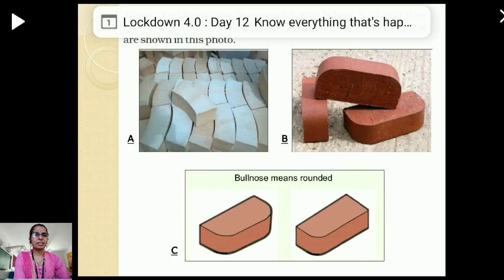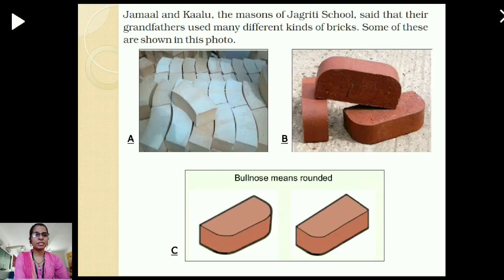The C image also shows that the curve is at one side and at the other side also. When it is made like that, it is called a bullnose brick. Bullnose means actually the rounded bricks, the curved edges bricks.